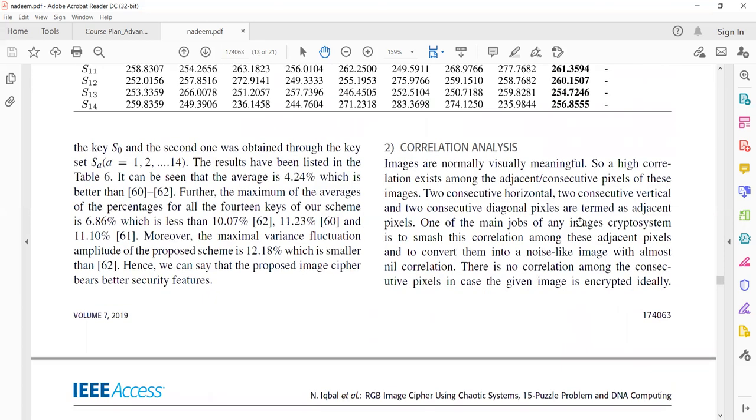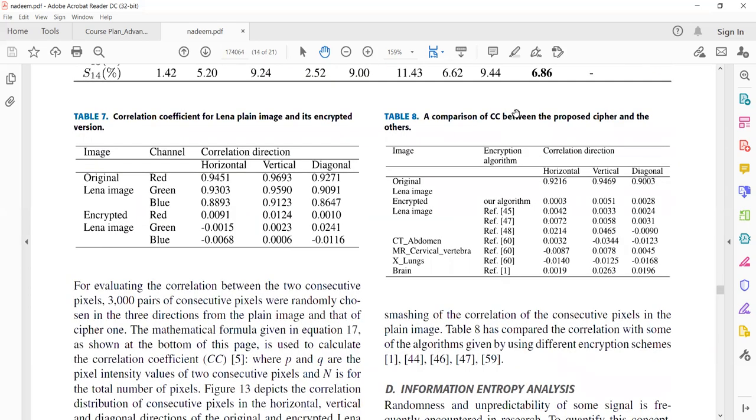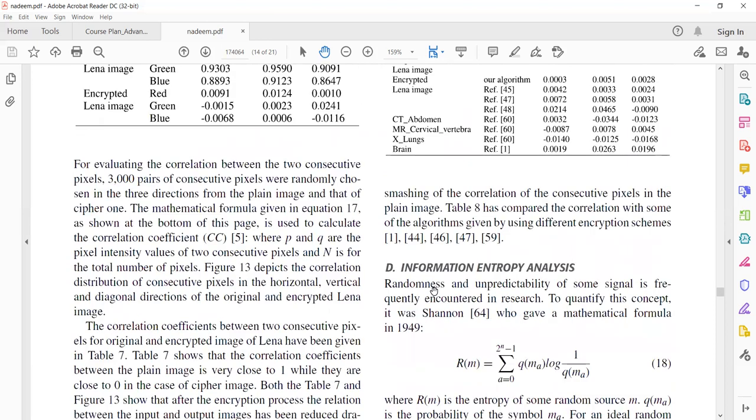In the same way, in statistical analysis, correlation analysis is also carried out. This is our correlation of the plain image and correlation of the encrypted image. We can see for plain image, the correlation value is nearly equal to 1, whereas for encrypted images, this value has dropped steeply, and we got the results approximately equal to 0. So the proposed image cipher is better. Here we have carried out a comparison. Our results are comparable.